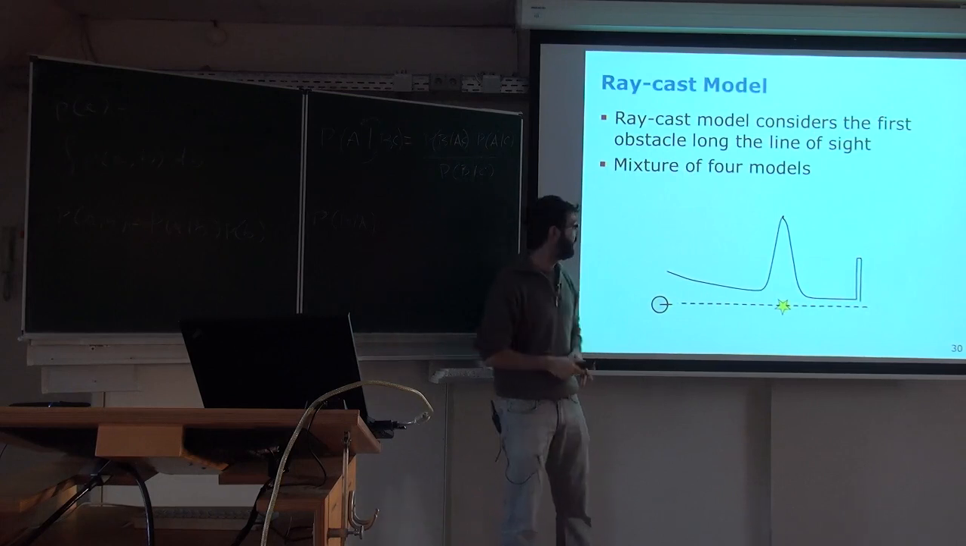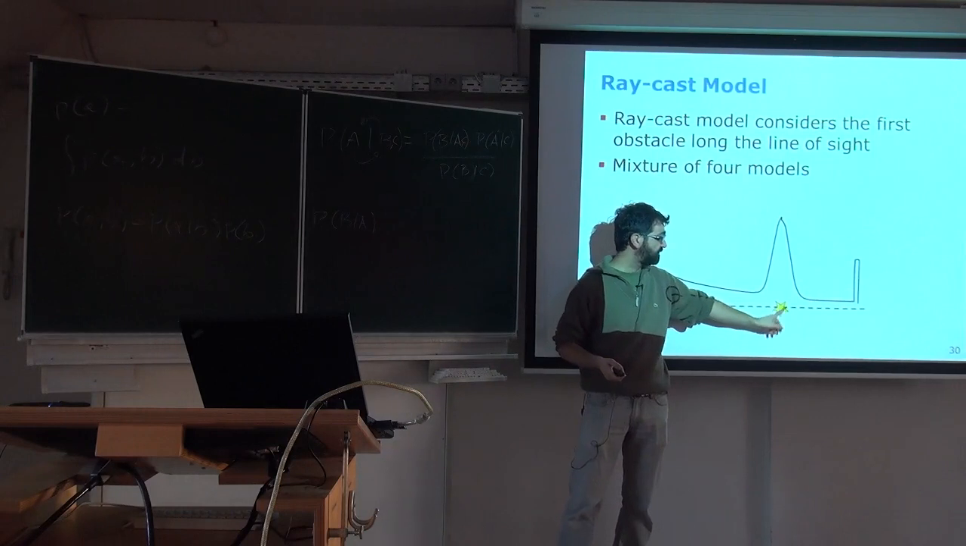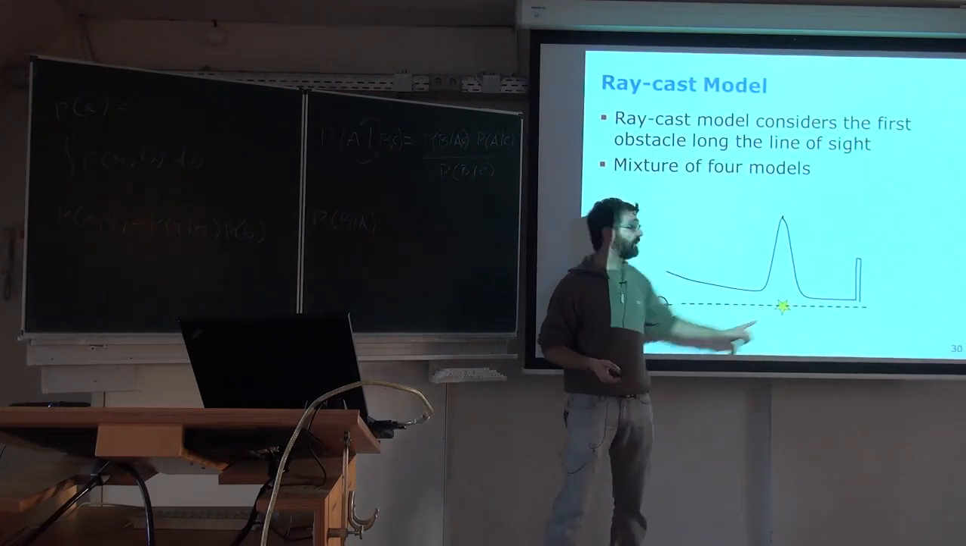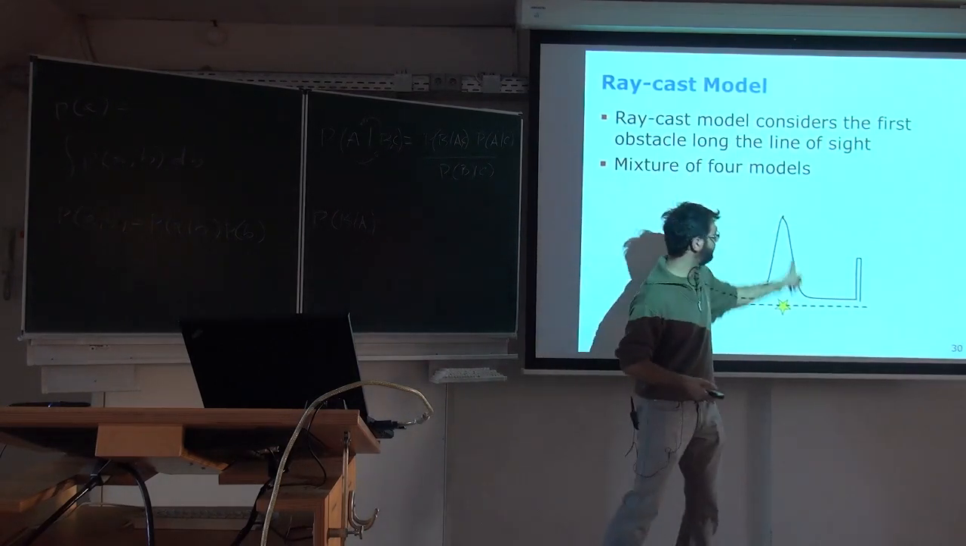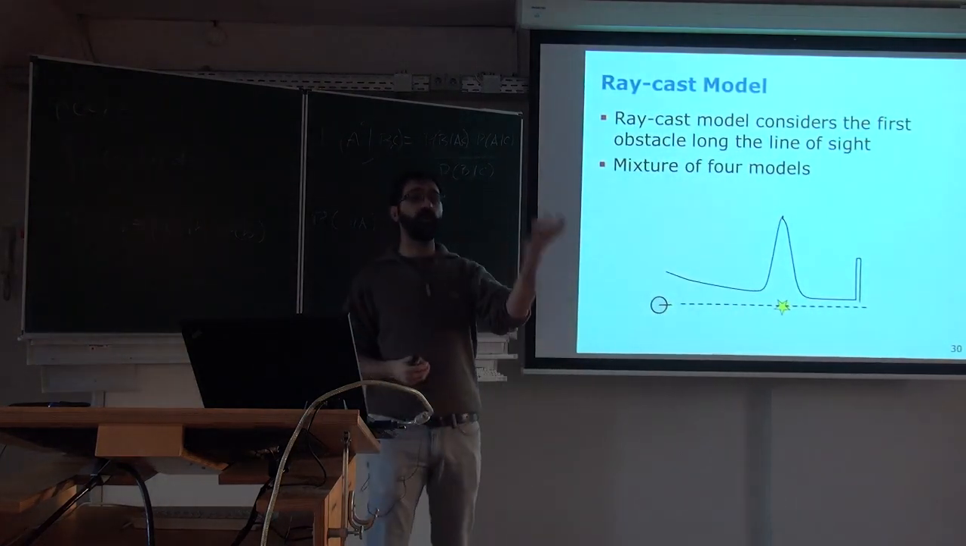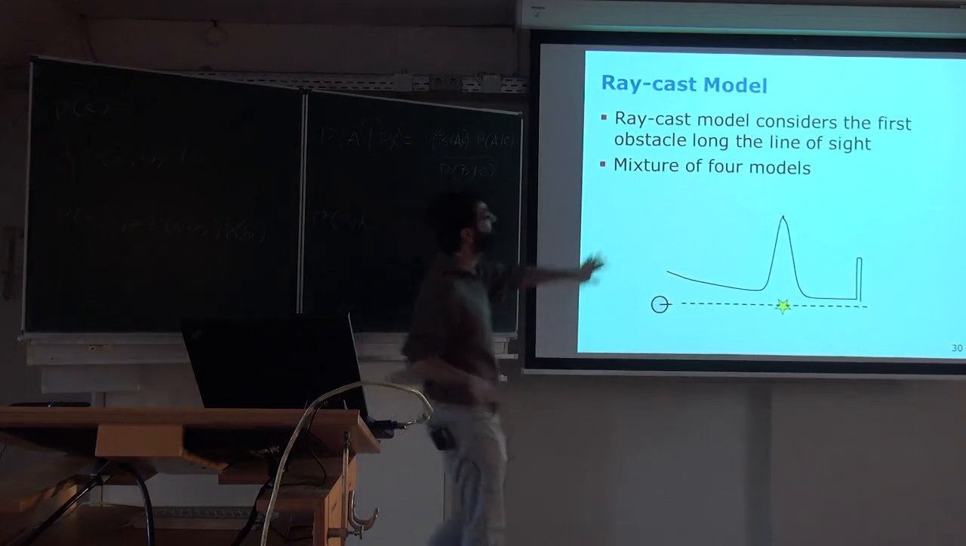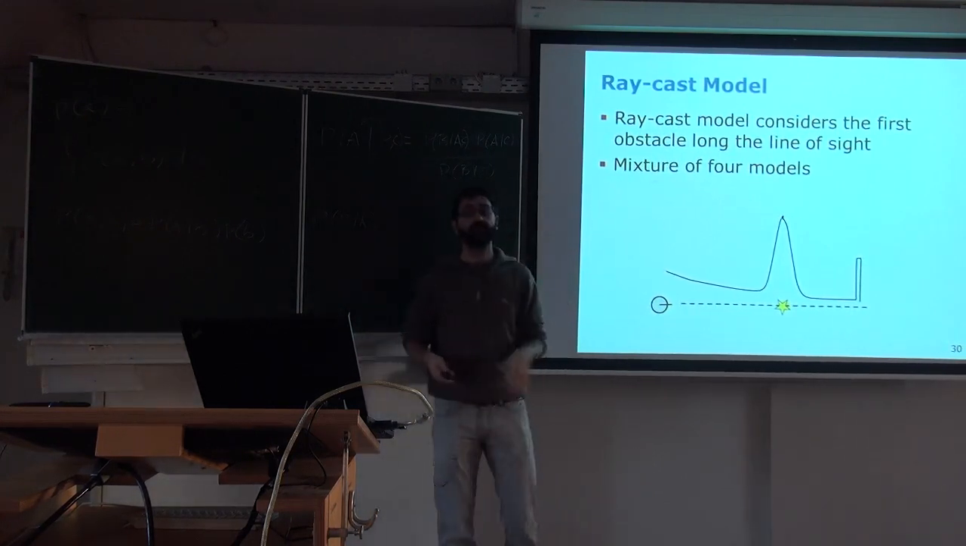This is the result of the ray tracing, and then we model the likelihood of the beam with respect to this nominal value coming from ray tracing. How do we do it? We have 4 models, and we consider a mixture of these 4 models.